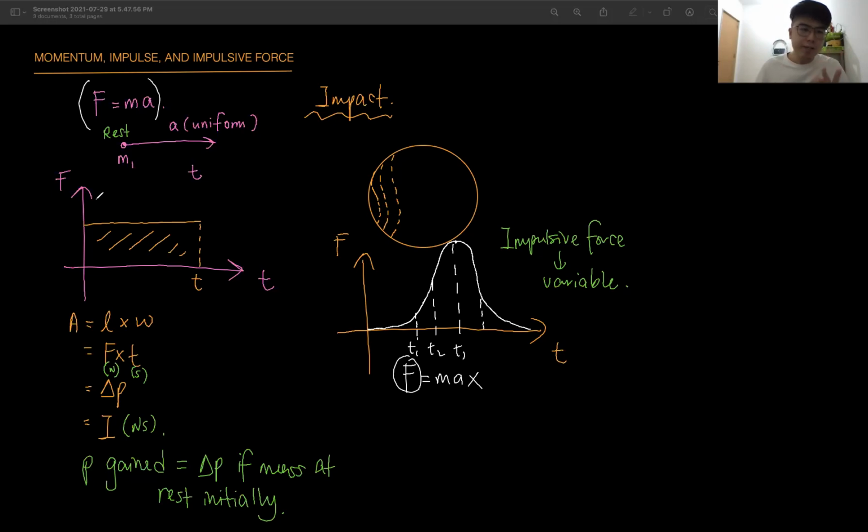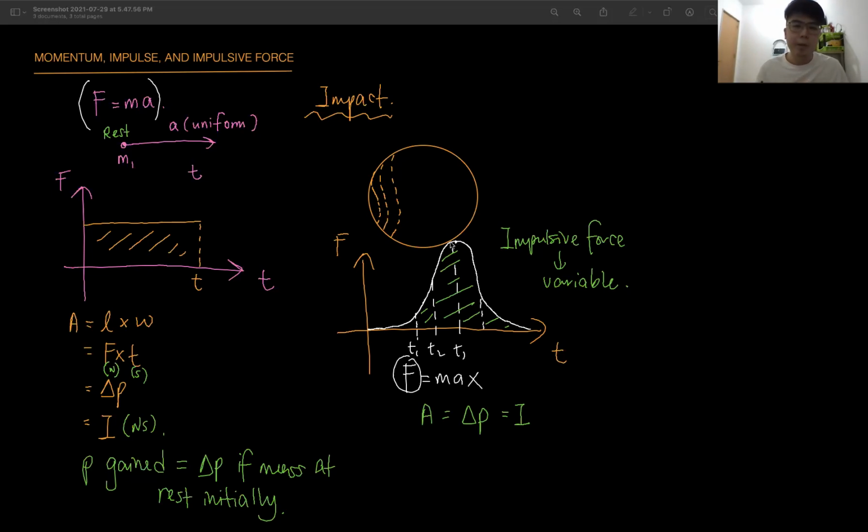Now, same as this F-T graph, if I take the area under the graph, it is the same as impulse. So area under the graph is also change in momentum, and that is also impulse. But this area is a little bit difficult to calculate. This is a square, you can just multiply length with width. This one, what do you have to do? You have to integrate. Remember integration, you can calculate the area. But we are not going to do integration here, and you are not required to do integration. We can just use estimation.